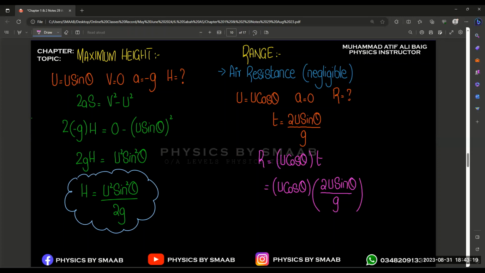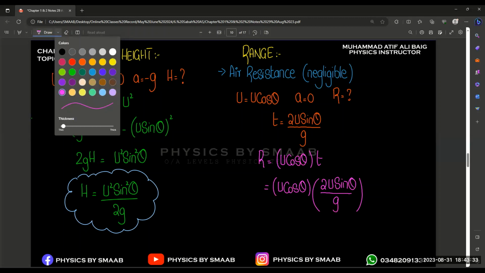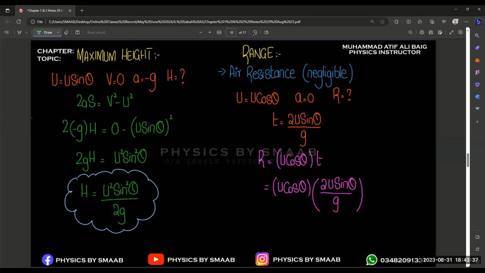divided by g. So you can easily find the value and you can see that u multiplied by u will be u square. But we need to use another trigonometric identity, just like the formula that we used in a previous derivation. So when we multiply the equation, you will get 2 u square cos theta sin theta, right? If we ignore u square and consider 2 cos theta sin theta, it will actually equal sin 2 theta. So this is the trigonometric identity.